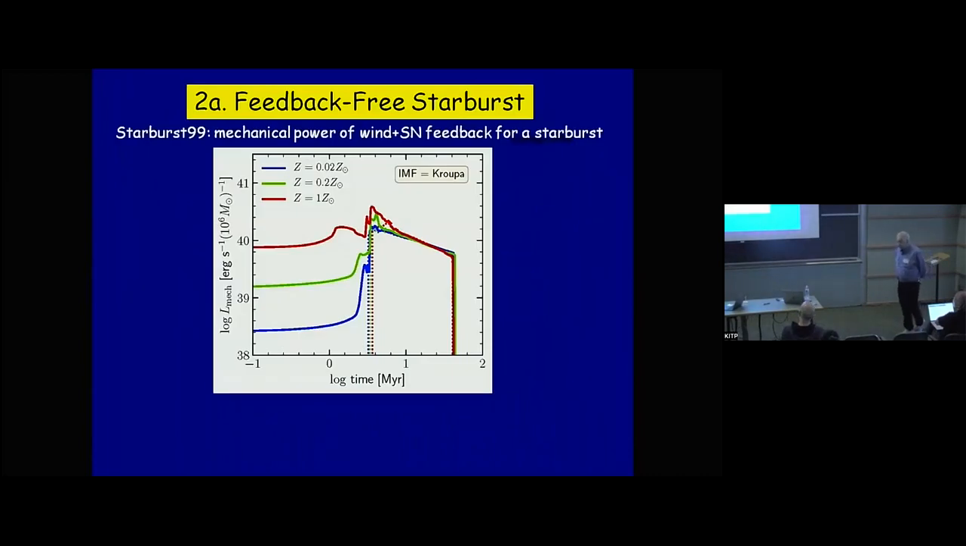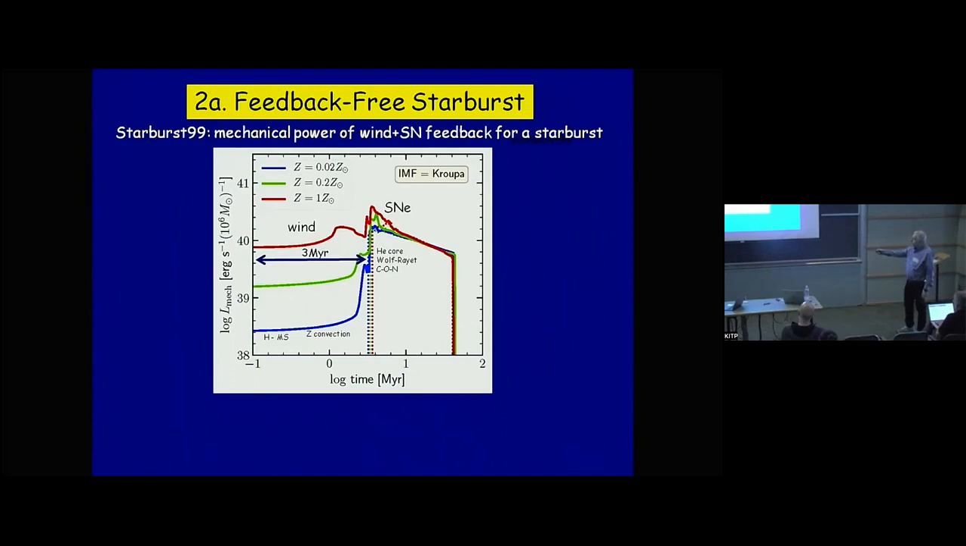So what is this feedback-free thing? Look at the mechanical luminosity from a burst of star formation, done by Starburst 99. As a function of time, you see this interesting behavior. Focus on the low metallicity ones, the green and the blue. Now, this peak is for supernovae. There's always a gap of about 3 million years, independent of metallicity, simply the lifetime of the O and B stars, which are responsible for these big supernovae. But also the winds that supposedly were starting at the burst itself. If the metallicity is low enough, they're going to give you a delay before the winds become important. And that's this part of the curve.